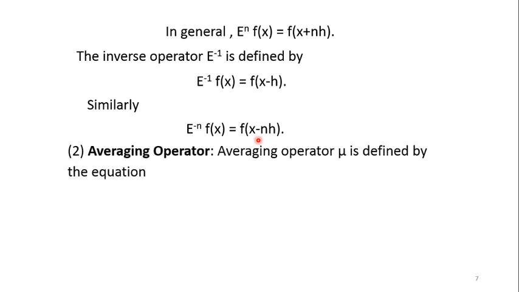Now we consider the next operator, the averaging operator. The averaging operator mu is defined by the equation mu of f of x equals 1 by 2 of f of x plus h by 2 plus f of x minus h by 2.